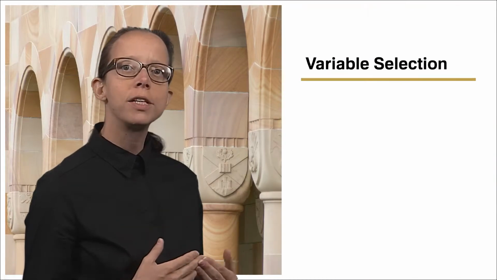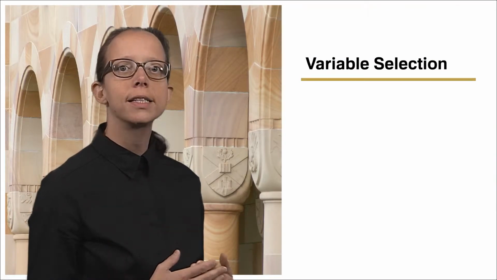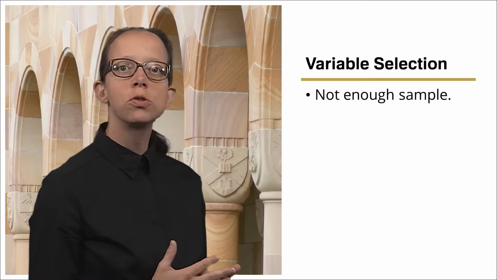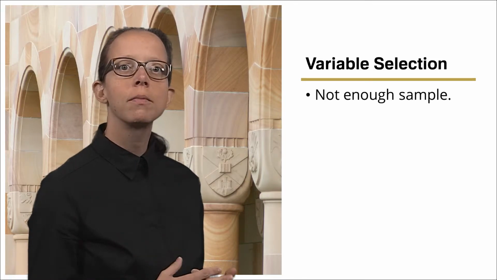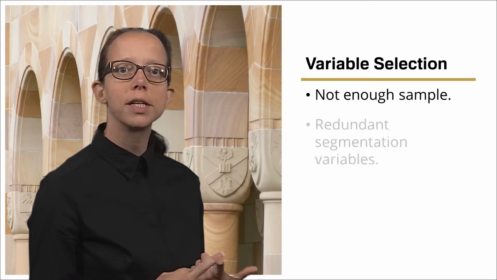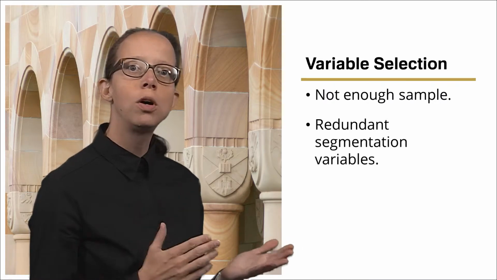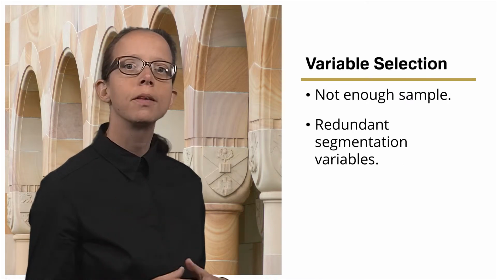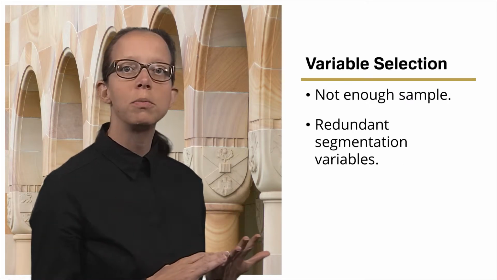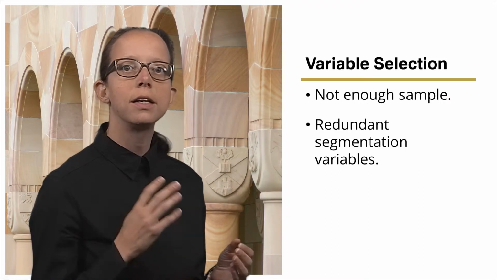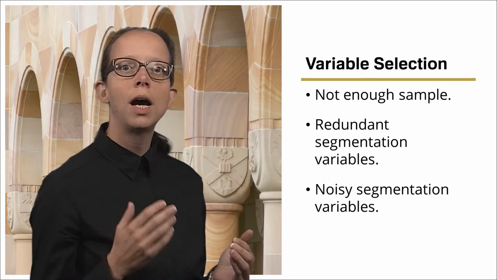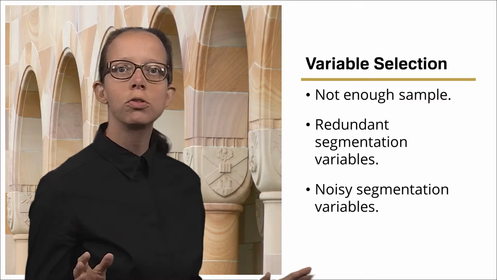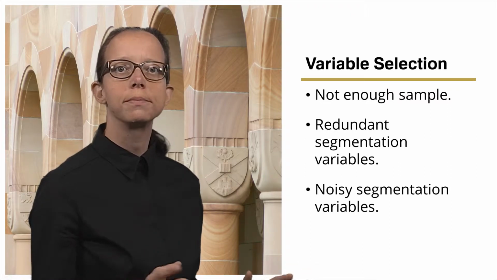There are several reasons why we may want to select a subset of the segmentation variables only. The sample size may be too small for the original set. Segmentation variables may be redundant. This means that 2 or more variables contain the same or very similar information. And segmentation variables may be noisy. This means that variables contain information unrelated to market segments. As such, they make no contribution to segment extraction.